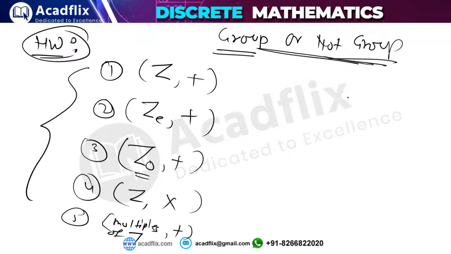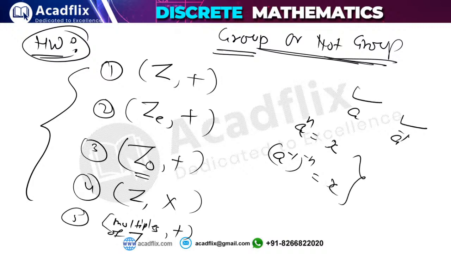Khushbu is saying if a is a generator, then a inverse is also a generator. Yes, this is true. Why? If a power n is equal to some element x, then you can very easily find that a inverse power minus n is equal to x. So if a is a generator, then a inverse is also a generator. This is how you can easily prove it. Khushbu, is this clear?